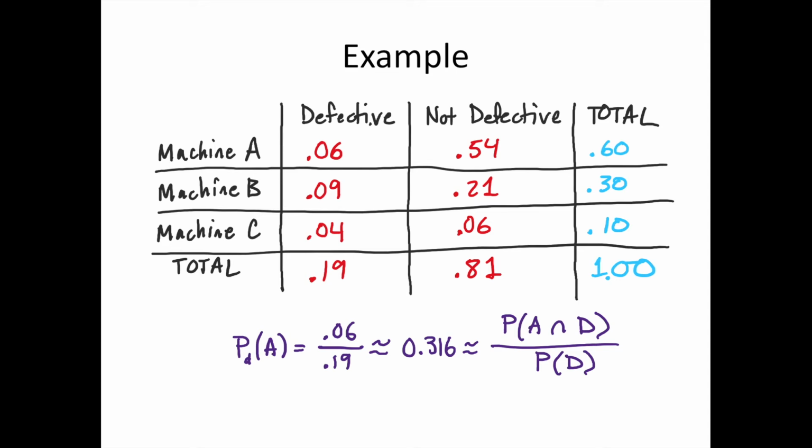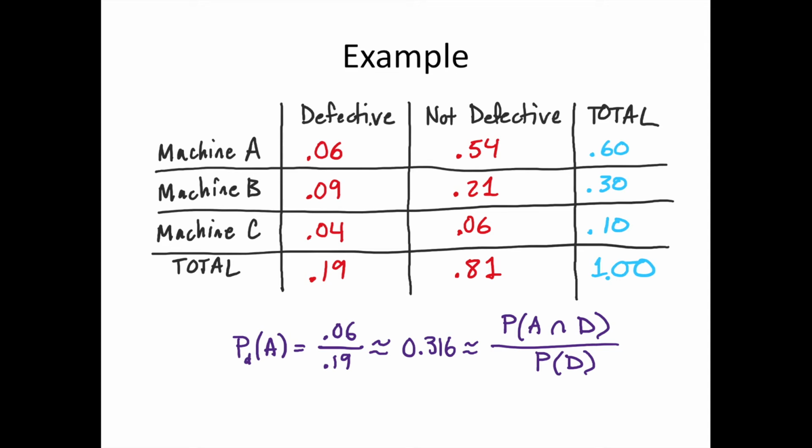In this scenario, all these decimal values are proportions, and if I'm randomly selecting a part, so each part is equally likely to have been selected, these proportions then become probabilities. And so I see that the probability of machine A producing the part, given the information that it's defective, that was 0.06 over 0.19, which is 0.316.